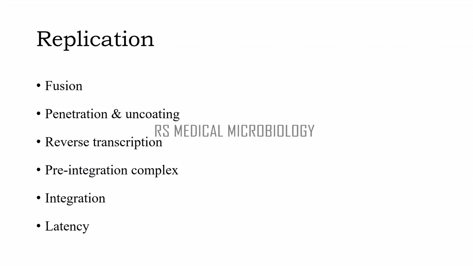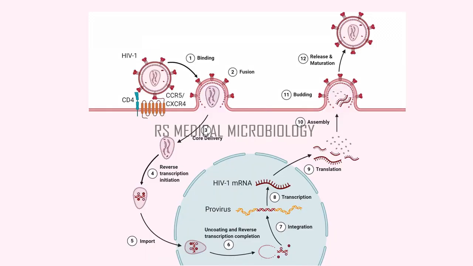So, what happens in the replication? These are the main steps: the fusion, the penetration, uncoating, reverse transcription, integration, and latency. And finally, it goes in for proper viral multiplication or budding. What happens first? The virus has to attach to particular CD4 cells, and it has to fuse nicely. Once it is fused, the core or the capsid is completely sent inside.